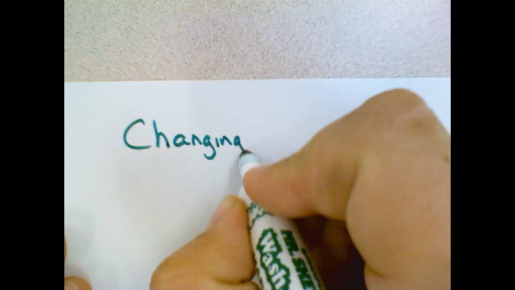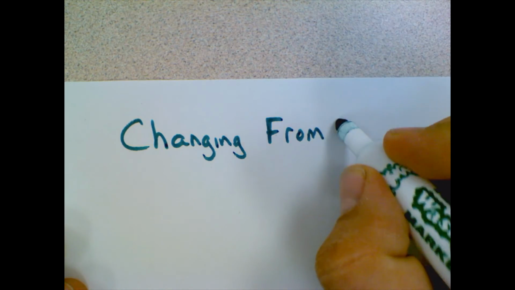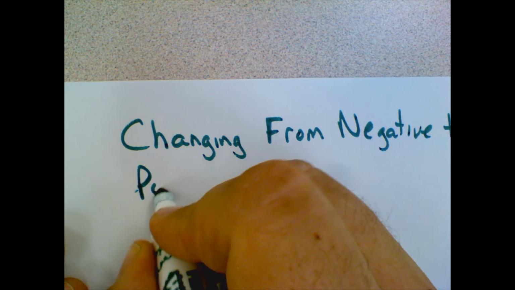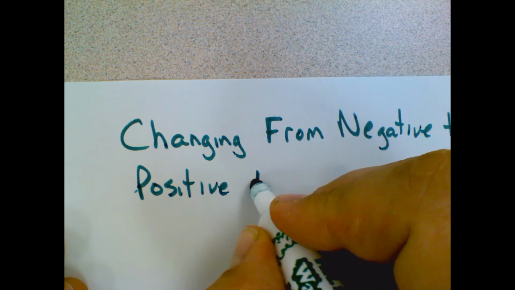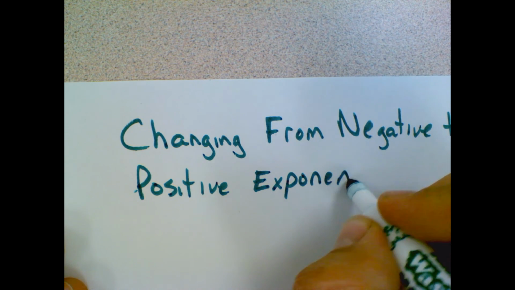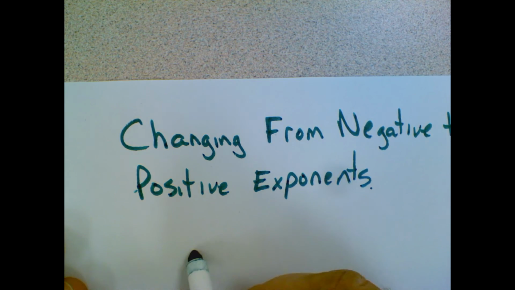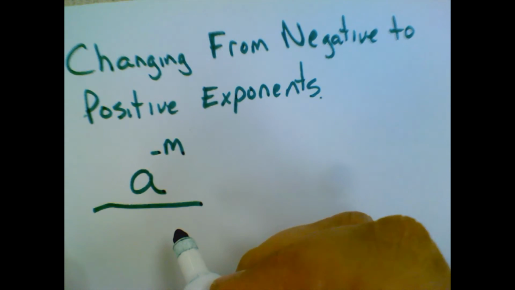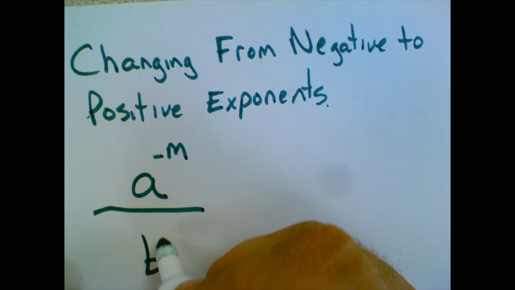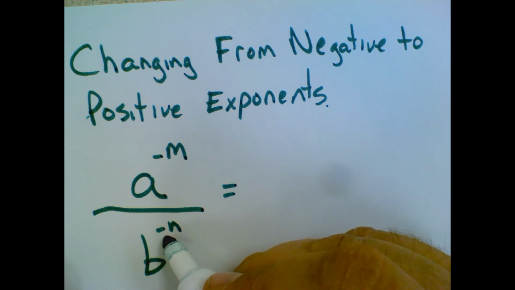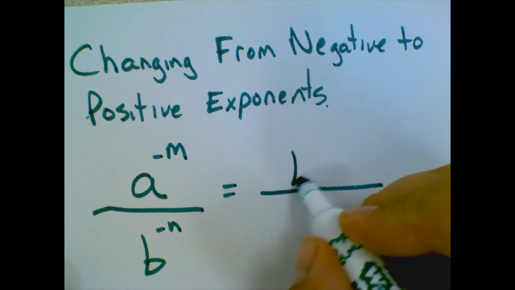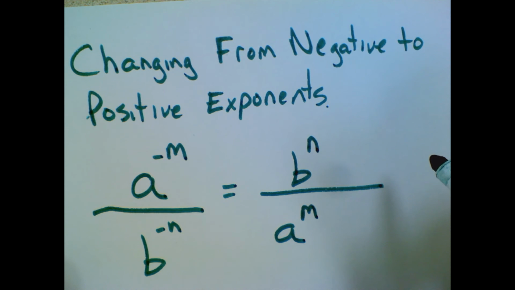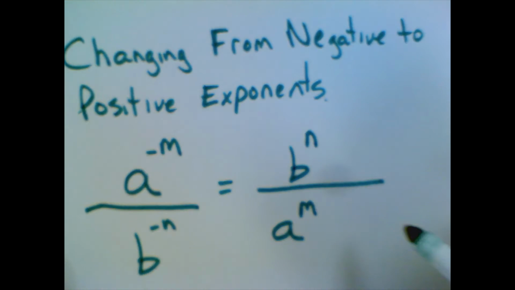Changing from negative to positive exponents. And I would write this down in notes. The rule is this: if you have a to the negative mth power divided by b to the negative nth power, remember if they're negative and they're in the wrong spot, so we're going to put b to the nth on top, a to the nth in the basement. So this is something you might want to throw in your notes.